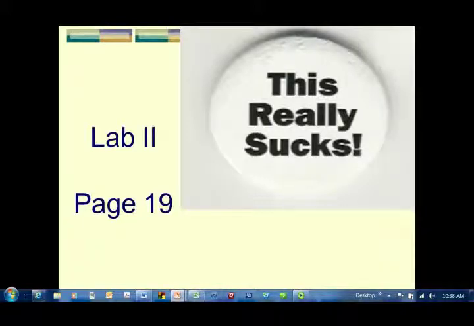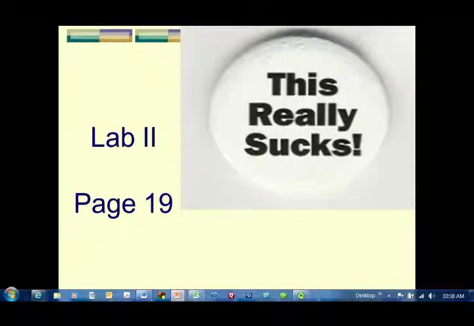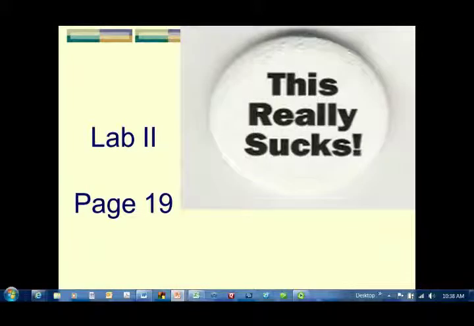So it looks like it's 19 through 23 is the lab. It's page 19 to the bottom, and then it goes through 23.